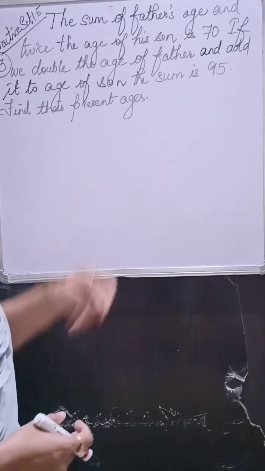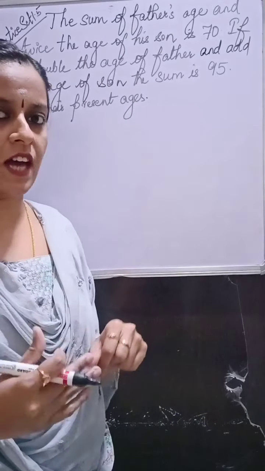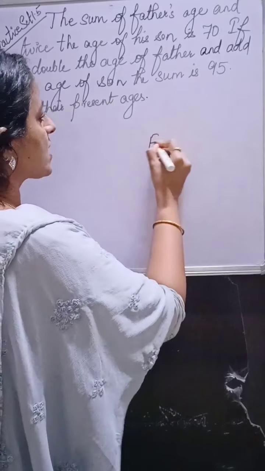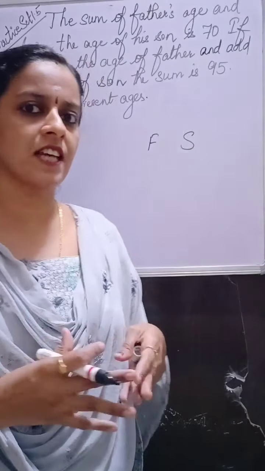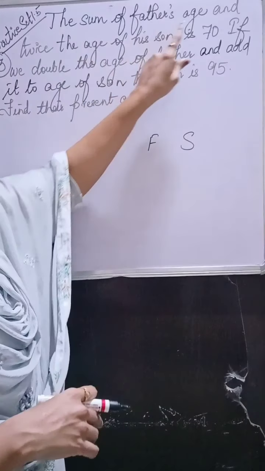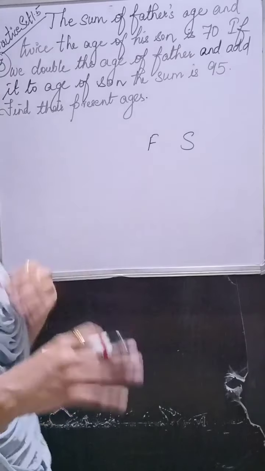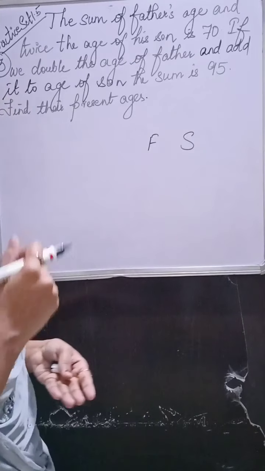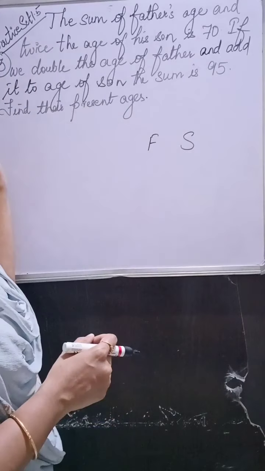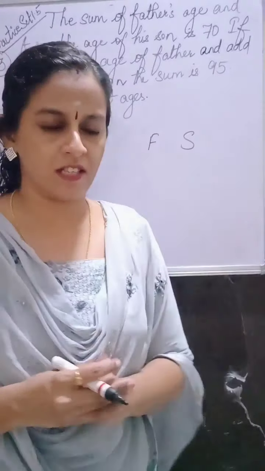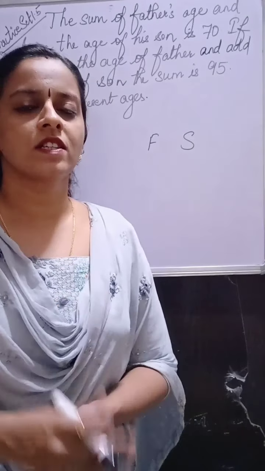The question is about father's age and son's age. The sum of father's age and twice the age of his son is 70. If we double the age of father and add it to the age of son, then the sum is 95. Find their present ages. Always keep your textbook with you. Read the question at least twice before you start with the sum.